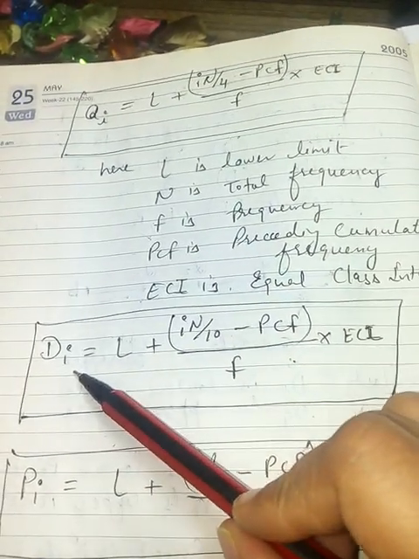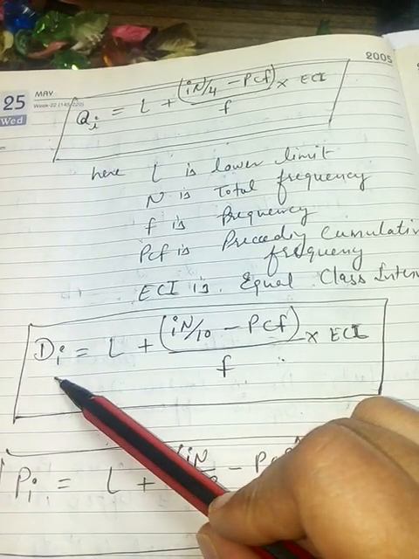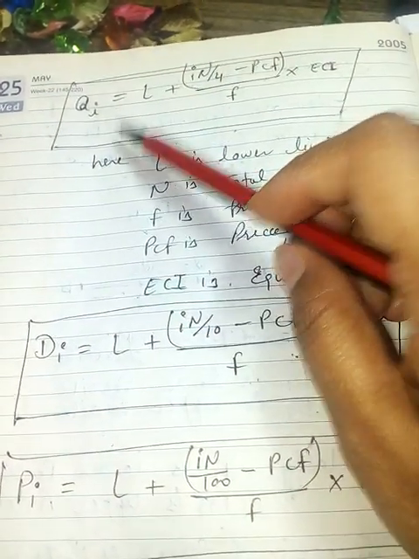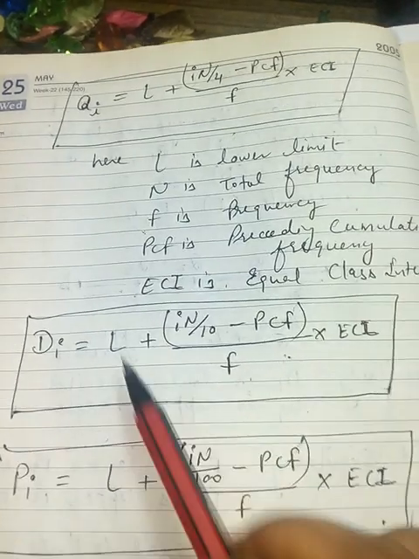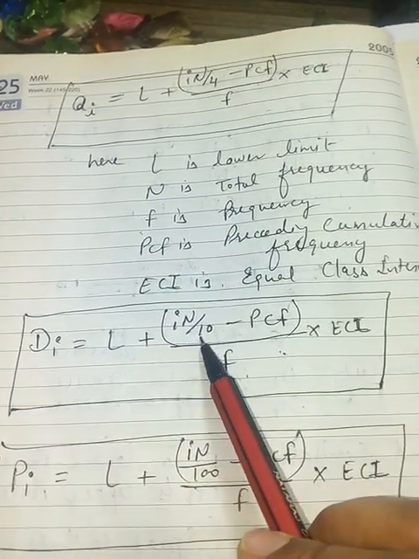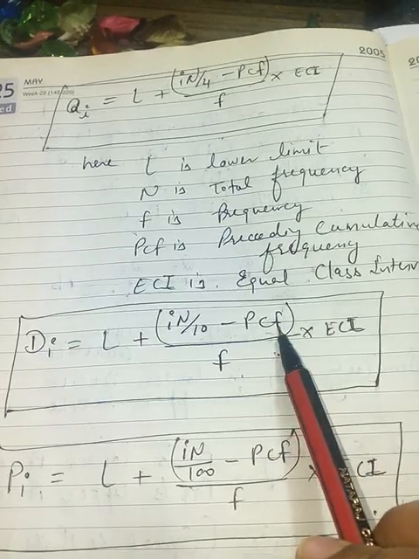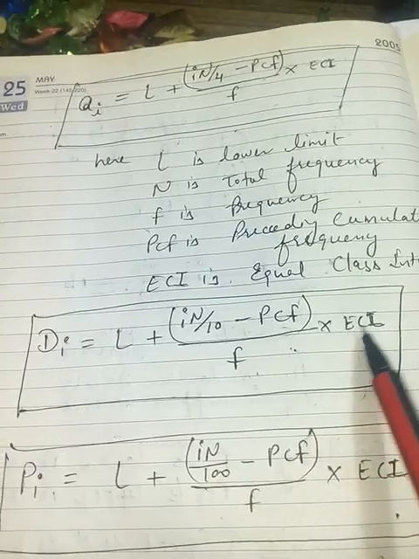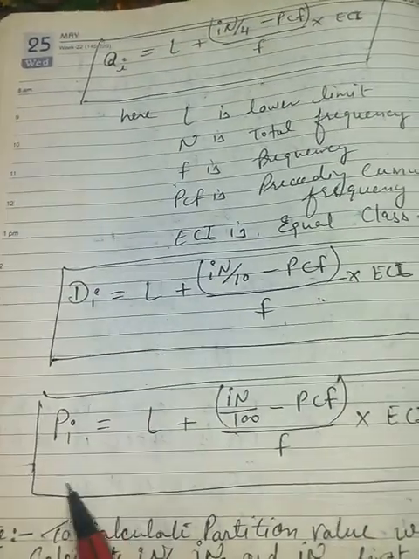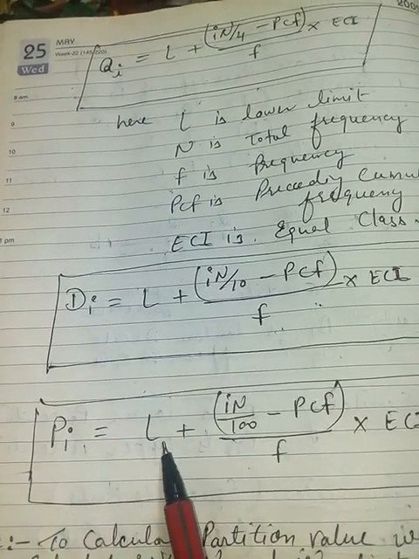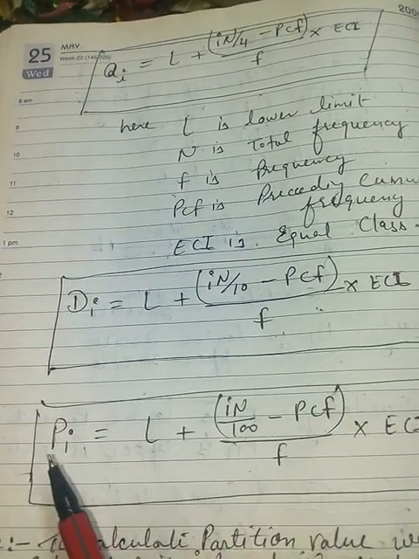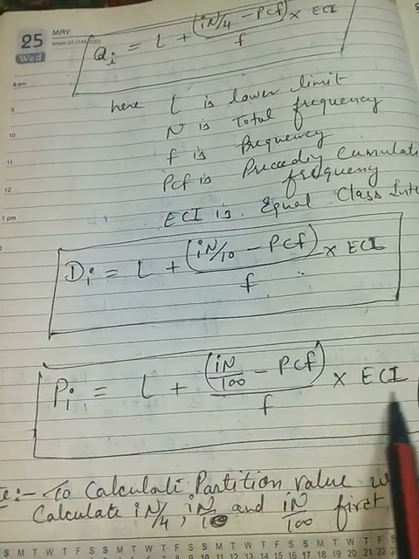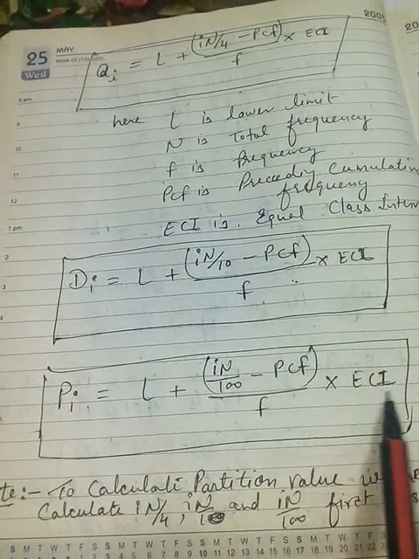Similarly, for the decile, Di means the ith decile, and decile means we divide the data into 10 equal parts. So it is n by 10, whereas in the quartile formula it is n by 4. So Di equals L plus (i n by 10 minus PCF, the preceding cumulative frequency) divided by F, into ECI, the equal class interval. Similarly, the percentile formula Pi, the ith percentile, equals L plus (i n by 100, because percentile means divided into 100 equal parts, minus PCF) upon F multiplied by ECI, the equal class interval.